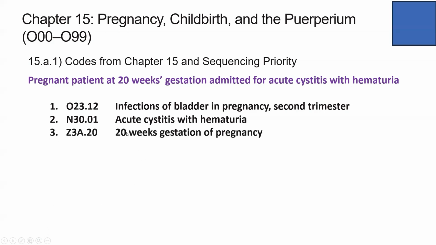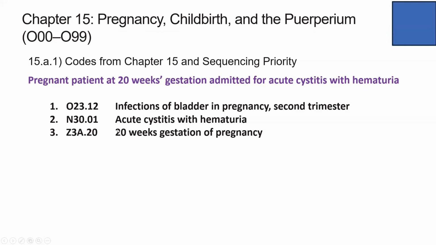And then for every pregnancy case, we are going to code the weeks of gestation of the pregnancy. And in our case, it's 20 weeks. So that's going to be Z3A.20 or 0 rather. So I want you to write down in a note somewhere that every pregnancy case, when they document the weeks of gestation, we are going to code it.